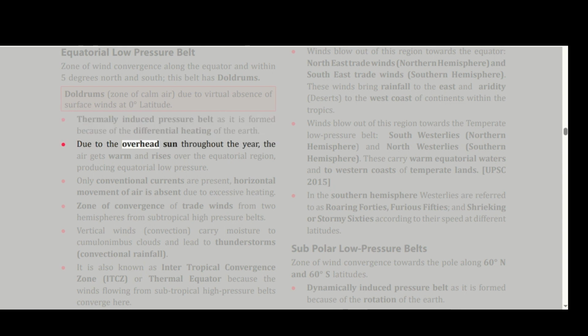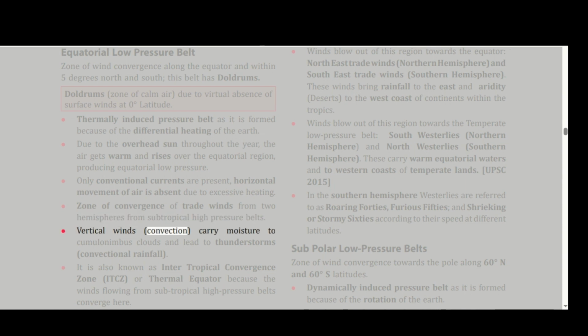Due to the overhead sun throughout the year, the air gets warm and rises over the equatorial region, producing equatorial low pressure. Only convectional currents are present. Horizontal movement of air is absent due to excessive heating. Zone of convergence of trade winds from 2 hemispheres from subtropical high pressure belts.